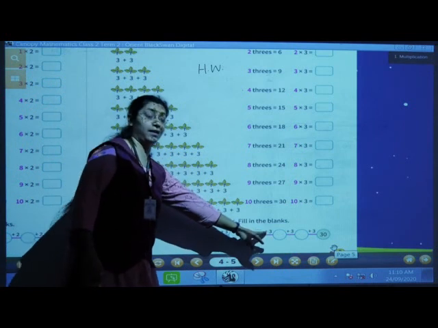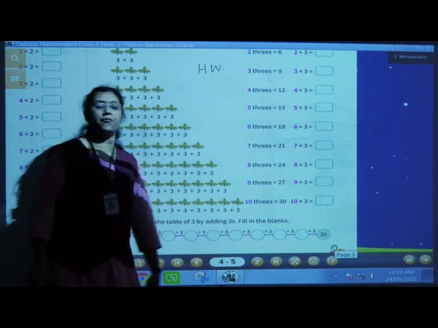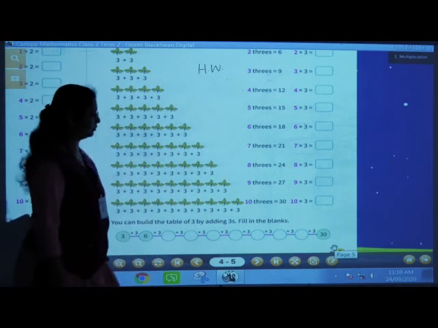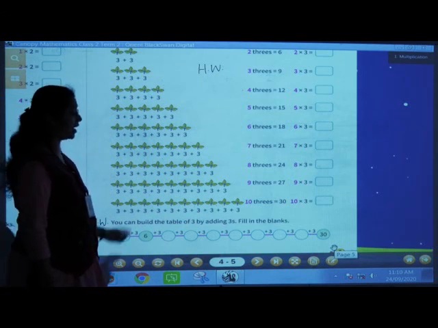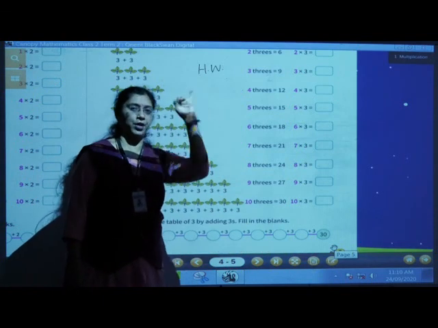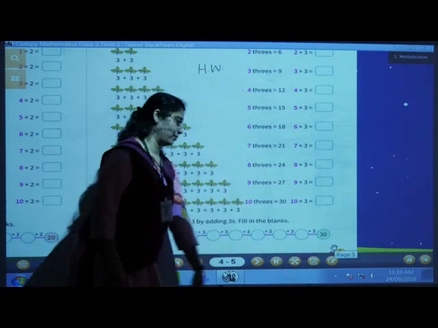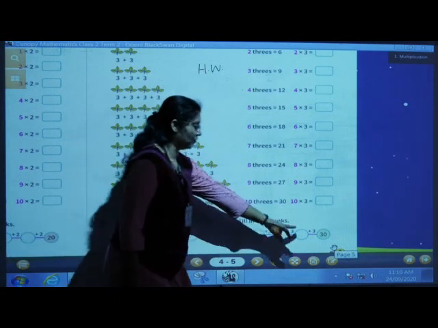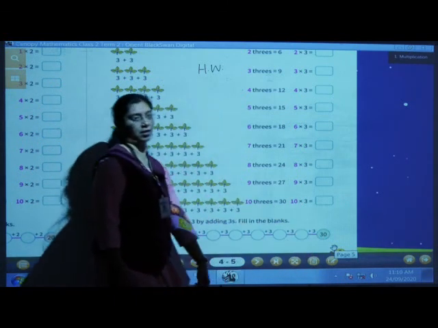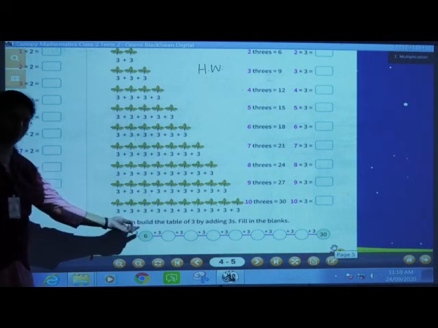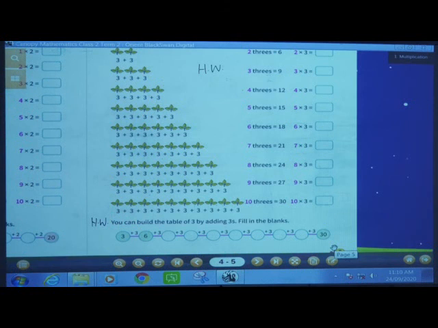Again we have to add this 3 to 21. What will we get? After 21, 22, 23, 24. Again to 24 we have to add this 3. We will get 25, 26, 27. And last, if we add 3 to 27, what will we get? 30. This is the table of 3. Okay? This is the homework.